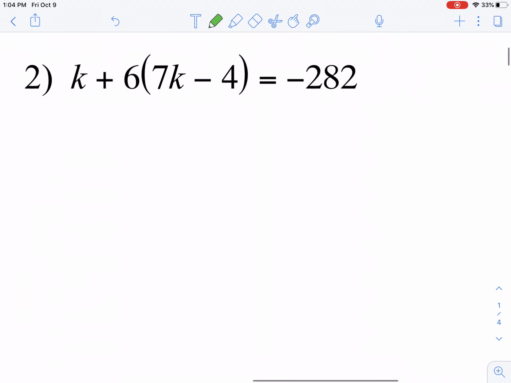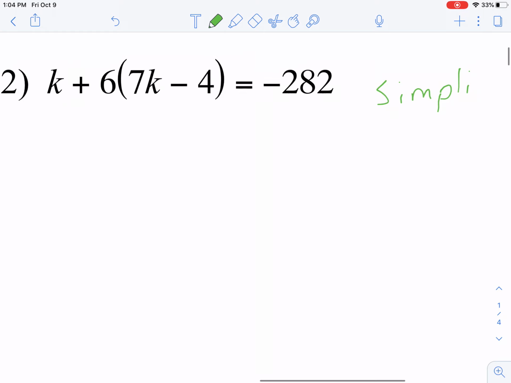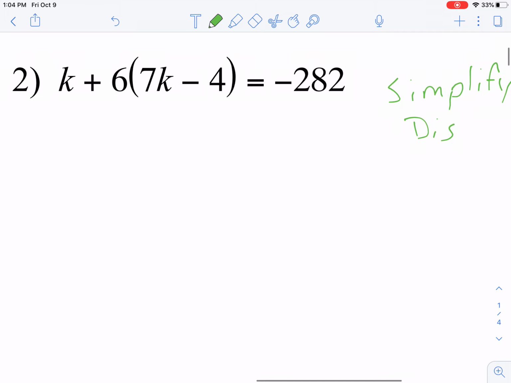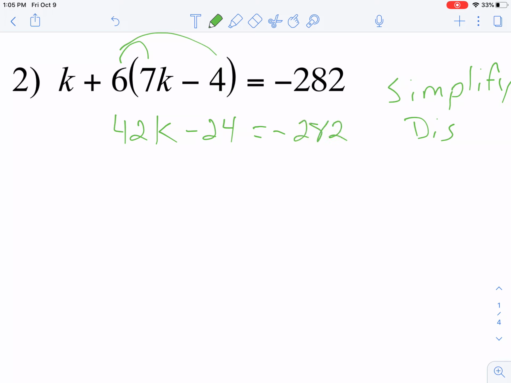We have this problem here. We're going to start the same way we did the last one. We're going to start with simplifying. Remember, when you simplify, you only do that on one side of the equation. We're always going to start with distributive property. And so we're going to do 6 times 7 and 6 times negative 4. 6 times 7 is 42. K comes with it. 6 times negative 4 is negative 24. Equal sign, negative 282 drops down. The same thing with K and the plus sign.